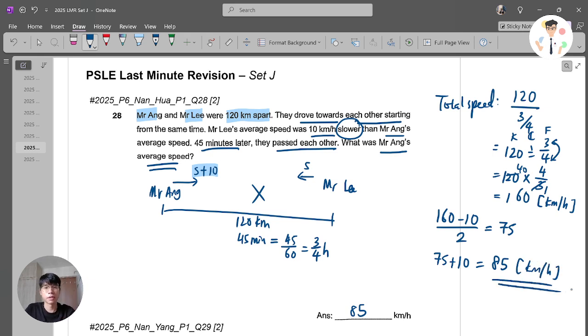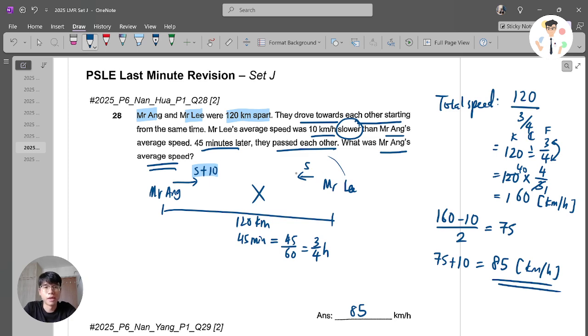Okay. Yeah, something simple. So that's up to you to choose, because I always prefer to put plus 10 instead of putting minus 10, which students always confuse. Okay, so I just put plus 10. If this is 10 km per hour slower, it means that this is 10 km per hour faster.